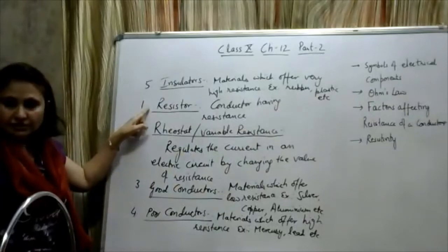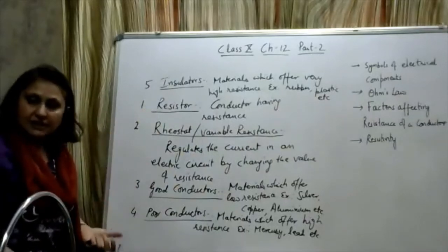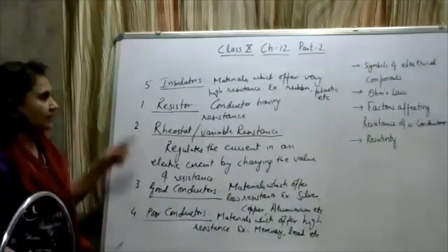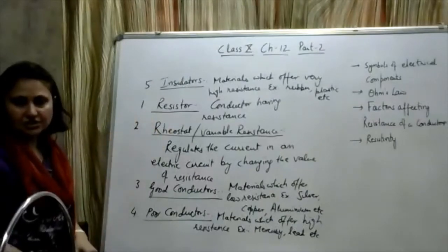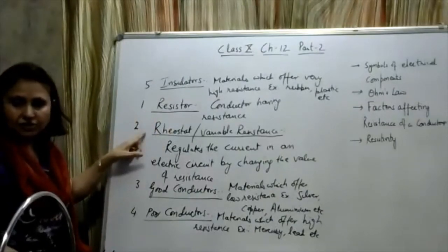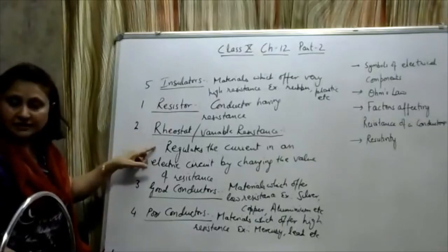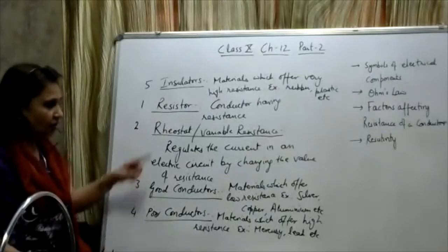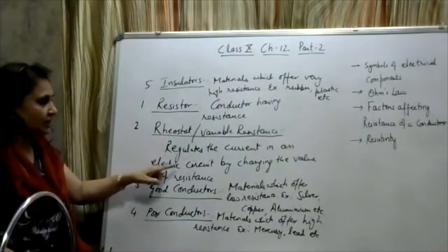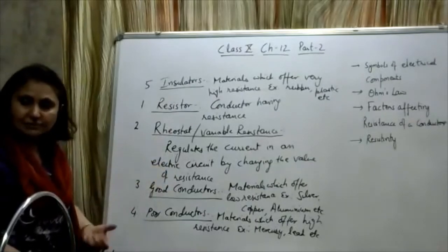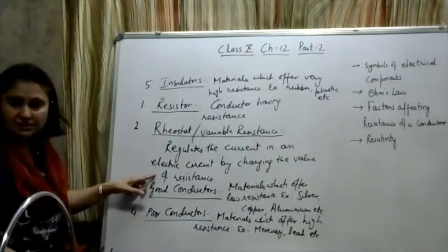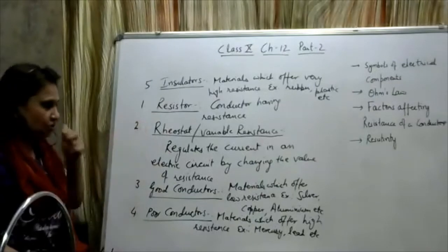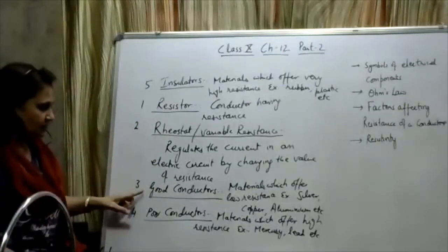So a resistor is any conductor which is having some value of resistance, and every conductor opposes the flow of electric current. Whereas the rheostat or variable resistance is an instrument which regulates the electric current manually in an electrical circuit. How can it change the current? By changing the value of the resistance, that is, by increasing or decreasing it.